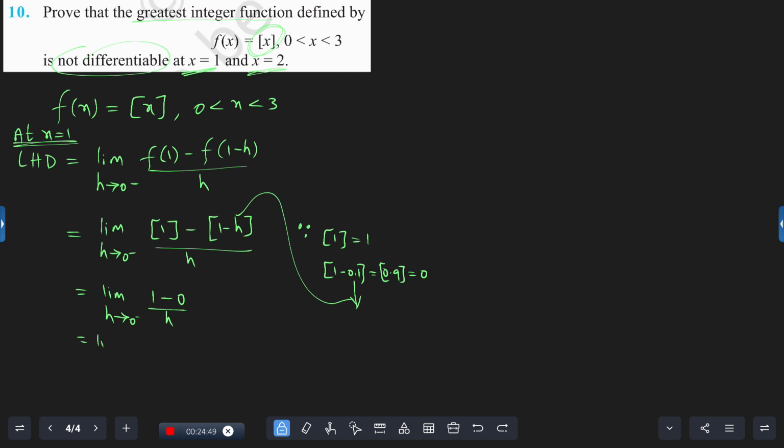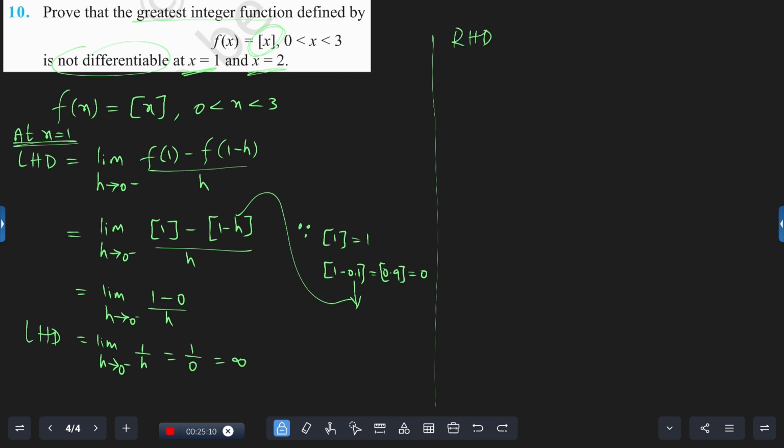Now what am I getting? Limit h tends to 0 minus, 1 by h. Now you substitute the h value: 1 by 0. 1 by 0 means not defined, that is infinity. That is one answer, the left hand derivative answer.